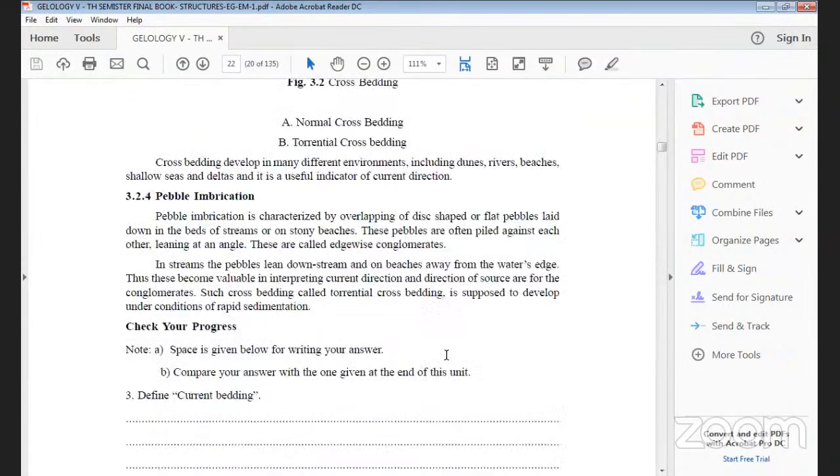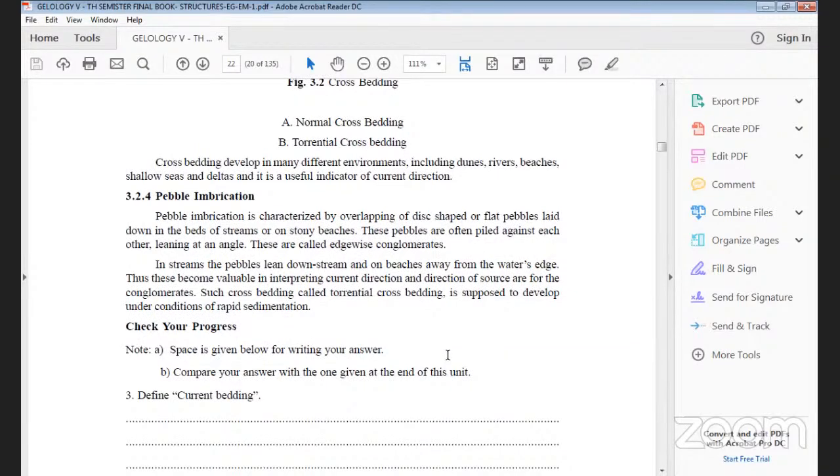Pebble imbrication. It is characterized by the overlapping of disc-shaped rock pebbles, which lie on the beds of streams or on stony beaches.